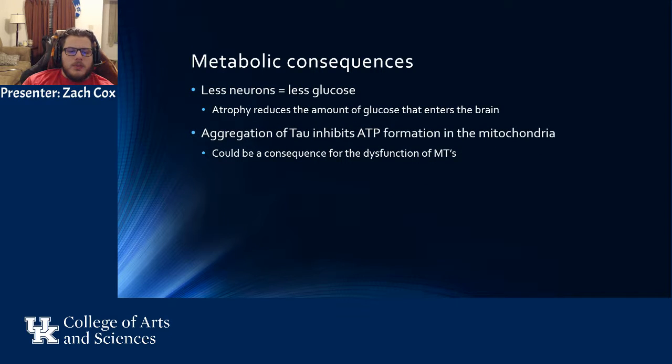Another important thing to consider is when you have fewer neurons, you're going to have less glucose in the brain. So when you have a lot of severe atrophy, it's going to reduce the amount of glucose that's able to enter the brain.